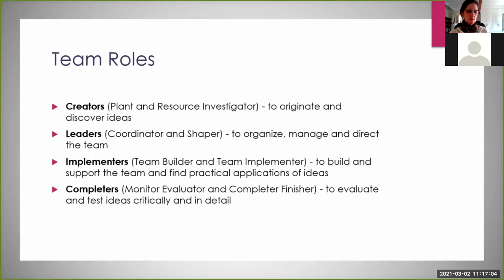So we need all of these kinds of roles in a group. If you only have a team of creators, not much is actually going to get done. Usually you have many more implementers and 1 or 2 completers who test and evaluate or think outside the box, and at least 1 leader. And sometimes people share these roles. And sometimes you need to say, okay, let's just all be creative. We've got a problem, let's come up with ideas. But usually you have at least each of these roles covered, even if one person does more than 1 role. They might be both the leader and help to implement something.